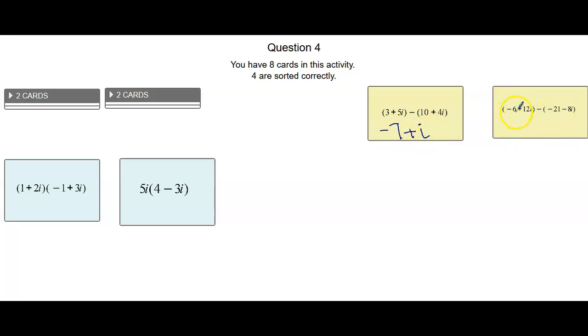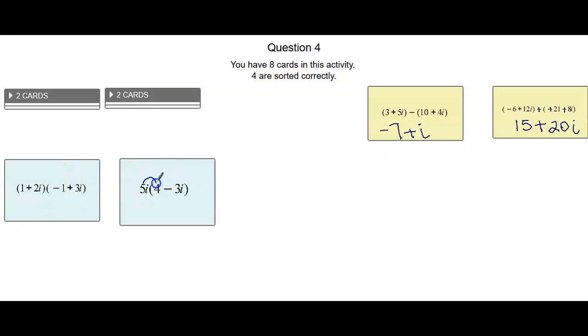And over here we have -6. This minus here gets distributed to both of these inside here. So this is really like -6 plus 21. So 21 minus 6 is 15. And 12i plus 8i is positive 20i. So let's just come over here and see if we can figure out which ones of these two are going to match up with each one of these.